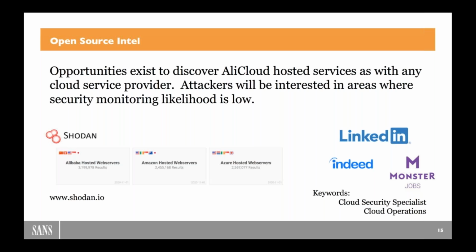Enterprises that choose to focus on the big three and overlook other cloud providers such as AliCloud might be at higher risk. On this screen, if you've not heard of Shodan before, Shodan is an online searchable database of devices and servers. It can be used to discover webcams, Internet of Things, service banners. In this example, I've used it to discover web services hosted on AliCloud, AWS, and Azure. It's shown us 3 separate reports there, and this was a search I did in November 2020.